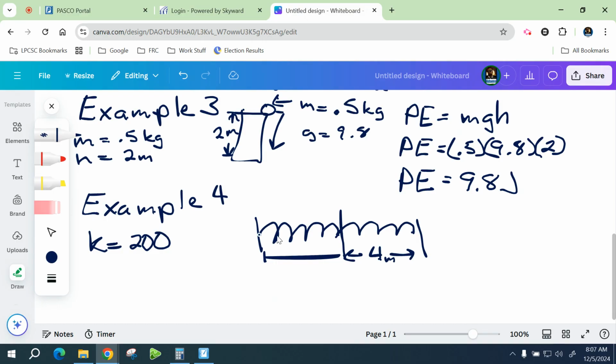So remember I said there's a potential energy for gravity, but there's also a potential energy for a spring. So you should have this written down. Is that somebody knocking at the door? And that is 1/2, very similar to the kinetic energy, times the constant K times the displacement squared. So this would be X. X is equal to 4 meters.